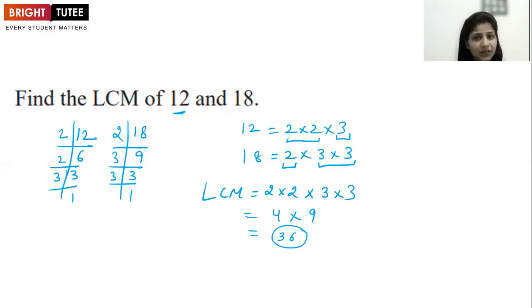Write down all the multiples of 12. Take out the common ones. You will find 36 would be the first one, or the smallest one that would be common, and that will become your LCM, the least common multiple. This is another way of finding it.